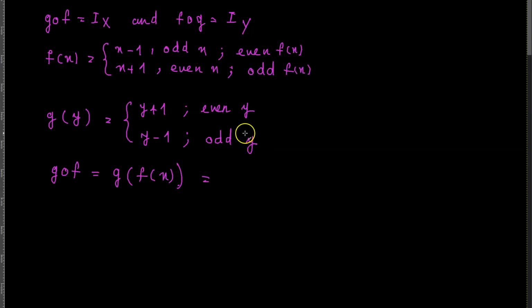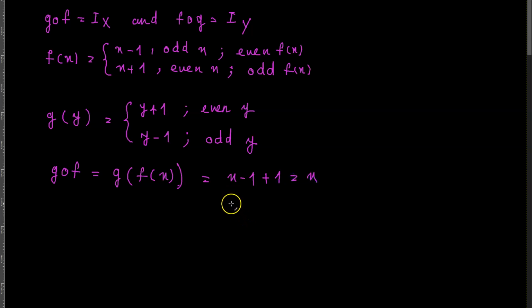Right? So now what I'm going to do is use g of y, and I'm going to use this clause over here. This clause needs an even y, and even y needs this even f of x, which is x minus 1, right? So now I put this x minus 1 instead of y here, so x minus 1, and then I have a plus 1 here, and then I will get an x.